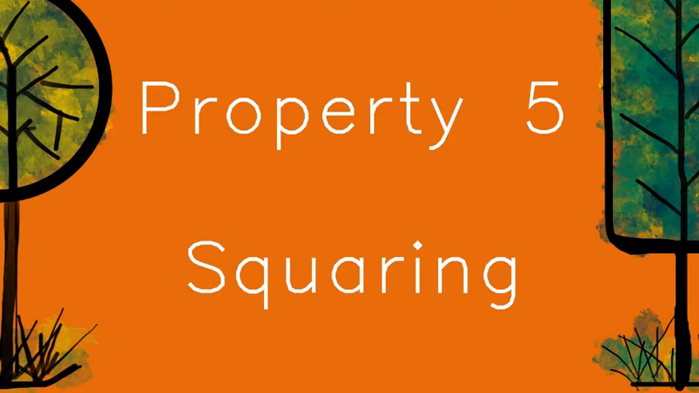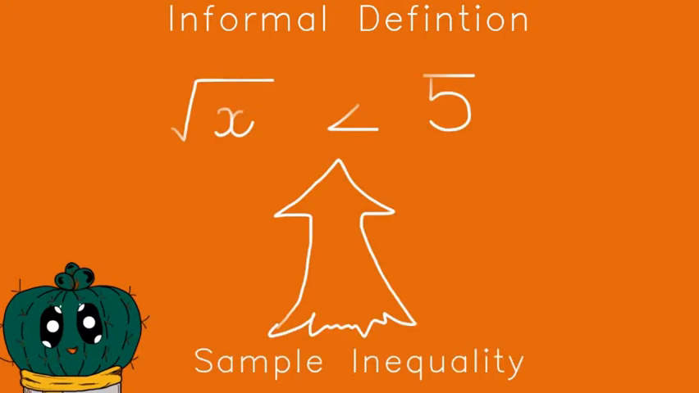Hello and welcome back. So the fifth property is what we are going to be discussing today, and that is how to actually square when you are dealing with algebraic inequalities. First of all, let's get our inequality out. Let's say you're given the following inequality: square root of x is less than 5.